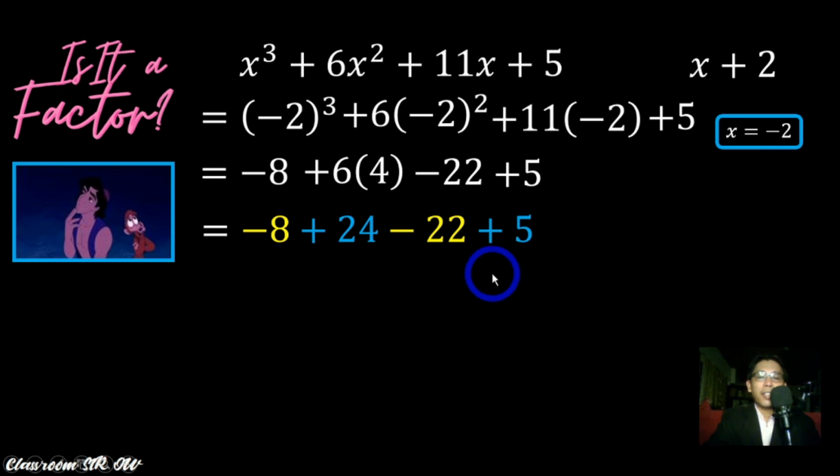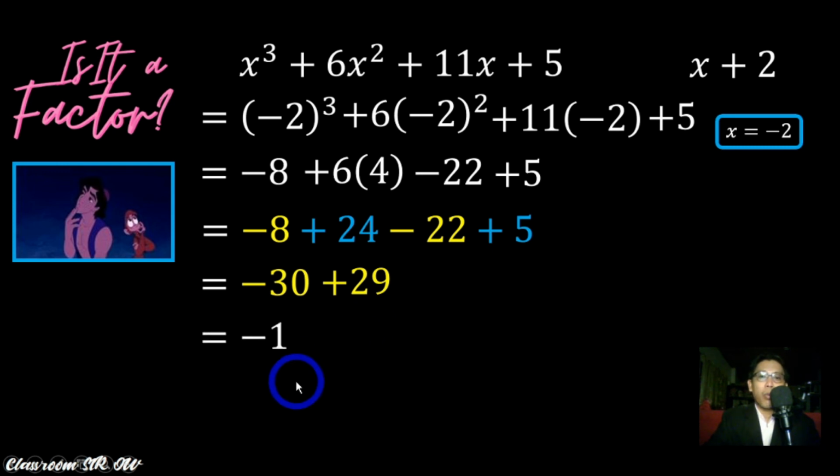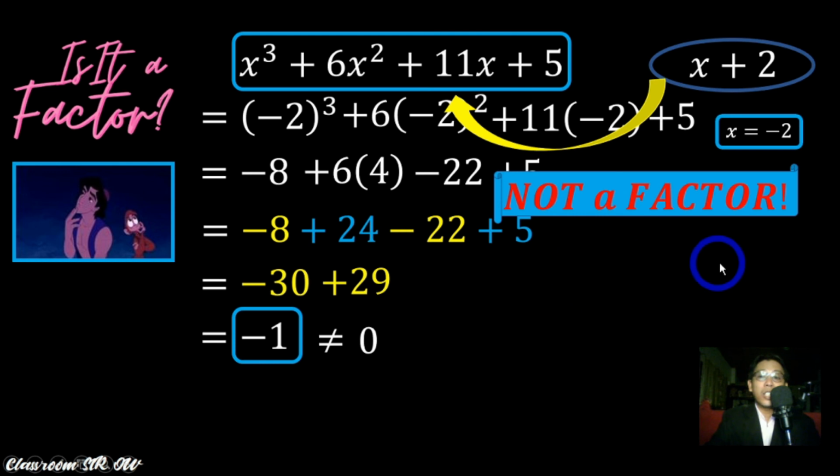If you notice, I already highlighted our terms that are of similar sign. So we have negative 8 and negative 22. Of course, that is negative 30. And 24 plus 5, that is 29. And negative 30 plus 29, they are unlike signs, so we will subtract them. So we have negative 1. Oops, negative 1. Negative 1 is not equal to 0. And since it is not equal to 0, we can say that x plus 2 is not a factor of the given polynomial function.